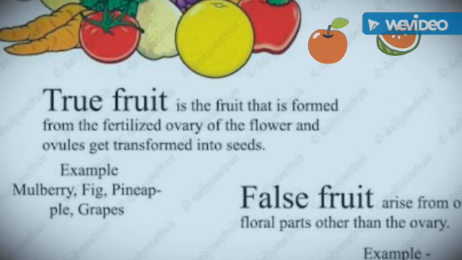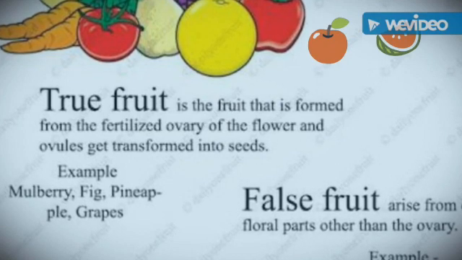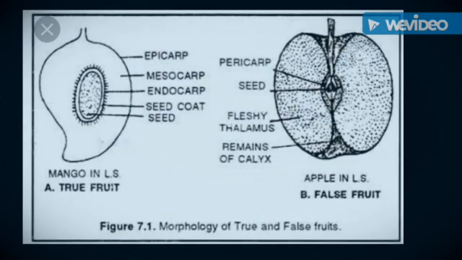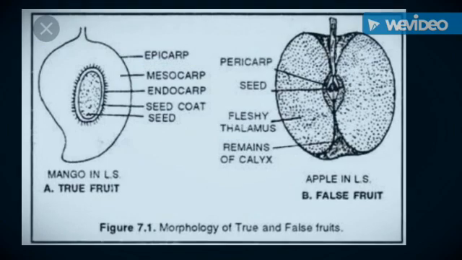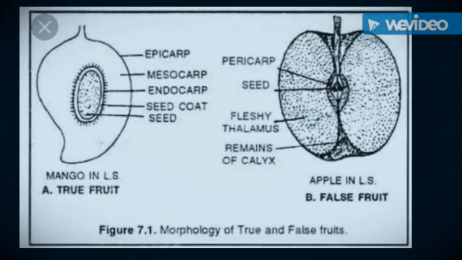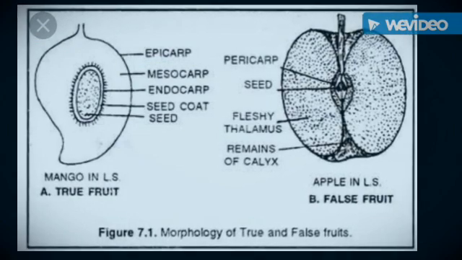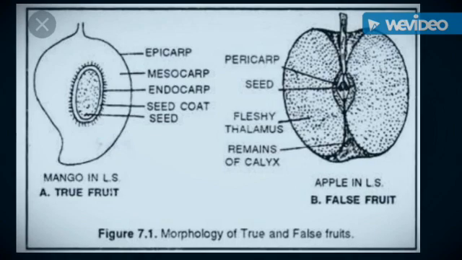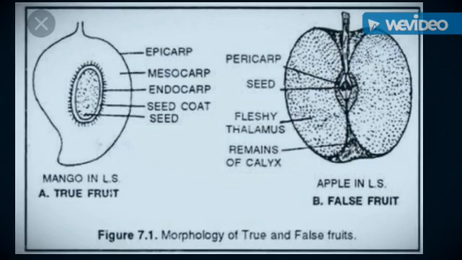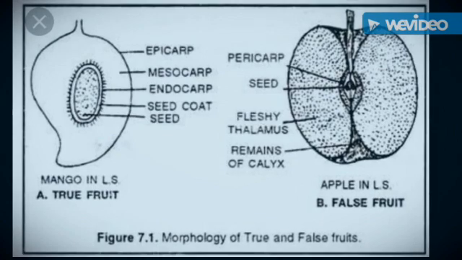Now I am going to show you a diagram which will make you clear about what is true fruit and what is false fruit. In this diagram you can see on the left hand side there is a mango which is indeed a true fruit. It shows its seed, which is actually a developed ovule if you remember. And you can see also epicarp, which is indeed the ovary wall. You can also see the three parts of fruit which you will learn later in this video only.